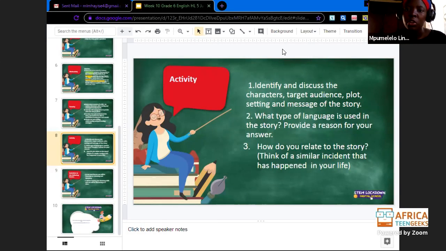Grade sixes, the type of language that they use in this book is actually informal, because if you have read the book, they use words such as dog, words such as a jerk, and those are not formal words. They also use contractions, so they don't write in full. Greg will say, I've seen someone today, instead of saying, I have seen someone today. So those are two clues which tell us that it's actually informal language and not formal language.